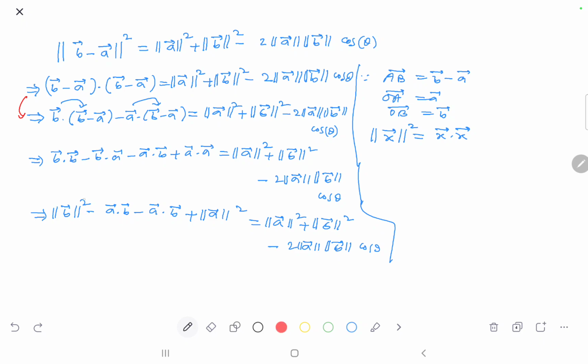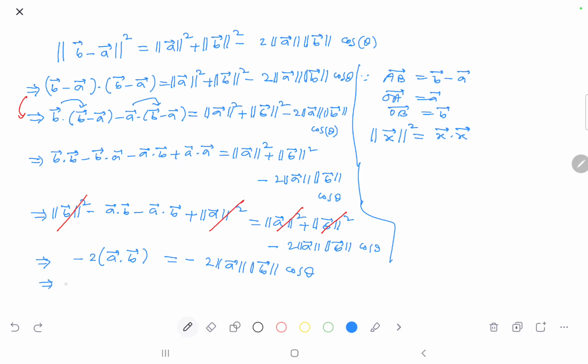So now see, Mayan, B absolute value appears on both sides, we can cancel it out. A absolute value, A absolute value, we can cancel out, right? Mayan, is that clear? So now what are we getting? We are getting minus 2 into A dot B equal to minus 2 into A absolute value B absolute value cosine of theta. Is it okay, Mayan, so far? Yeah, it's fine. Very good.